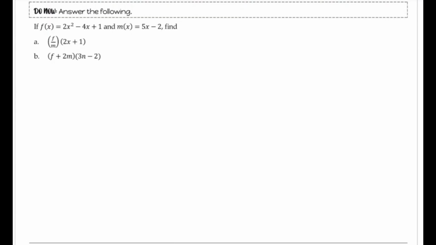All right, let's take a look at today's do now. We have: if f of x is equal to 2x squared minus 4x plus 1 and m of x is equal to 5x minus 2, we want to find (a) f divided by m, in which my input is 2x plus 1, and (b) f plus twice m when our input is 3n minus 2. So pause the video, try these two questions on your own, and we will compare our answers.